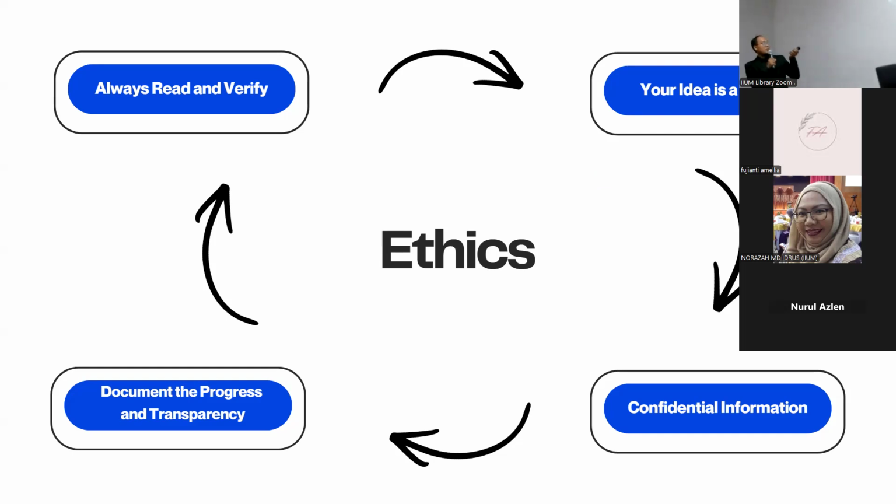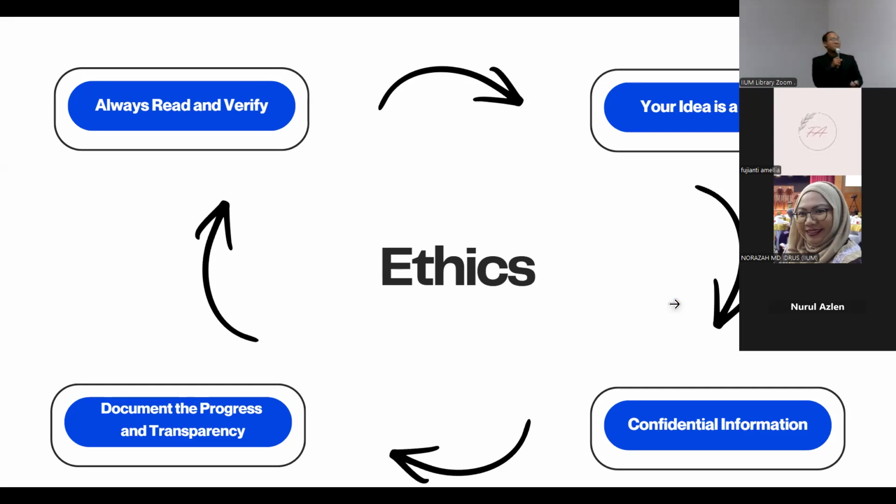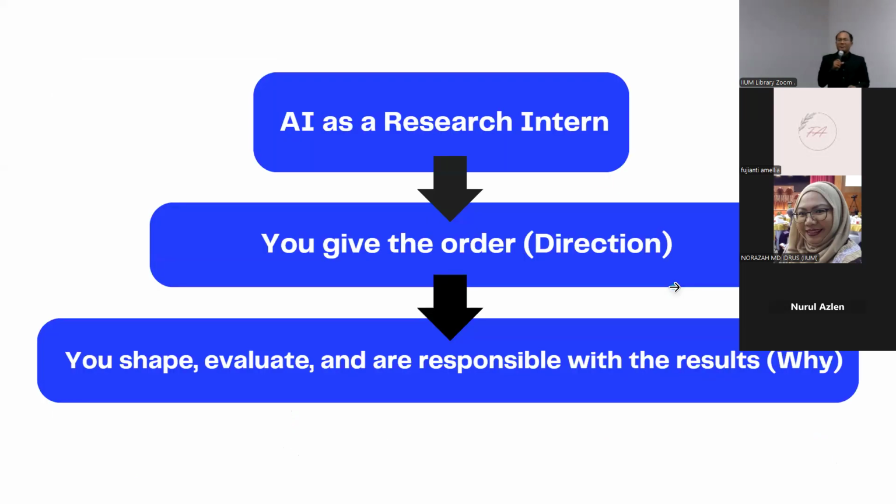And then the progress. Let's say your supervisor or the editor asks, how did you come up with this idea? You have the documentation, the prompt, and the step by step. Okay. And then this one is the simple idea when you use AI: we make AI our research intern. So we don't think of it as a tool. Yes, it is only a tool, but when we think it's only a tool, we need more optimization. So we consider it an intern.